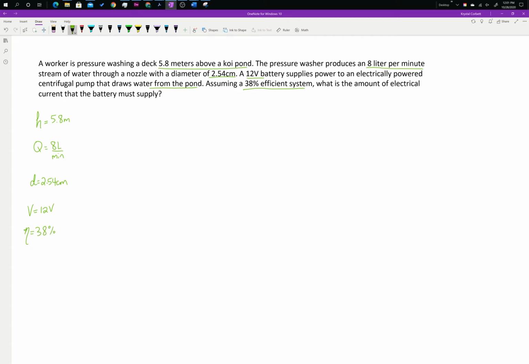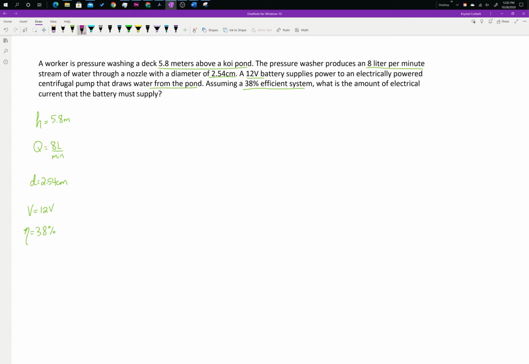Before I start working this problem and trying to plug the information into any equations, I recommend first checking the units of the values that you wrote down. Remember, you want to work in the metric system. So for our pump head, we have 5.8 meters, and that's the units that we want our pump head to be in. Our flow rate is in liters per minute. 8 liters per minute is a great way to visualize how the water is flowing through the system. However, in our calculations, we want this to be in meters cubed per second. So that's a term that we need to change.